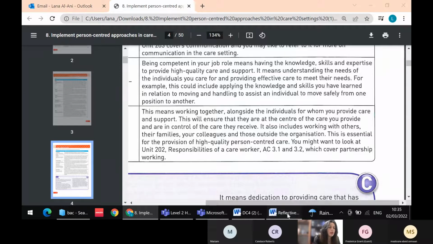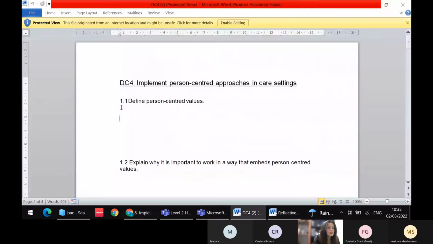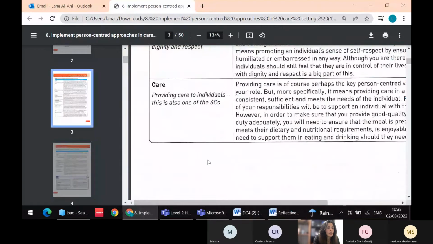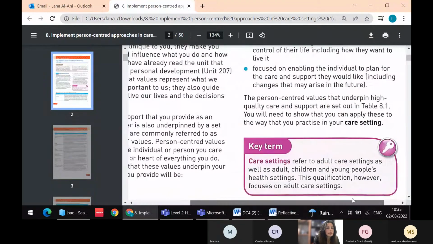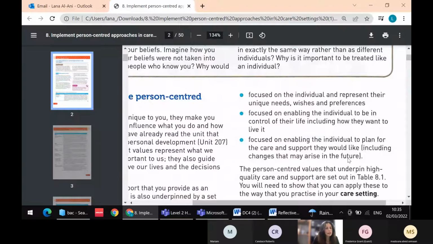So now, if I want to answer the first question, I said define person-centered values. So to answer this question is what I have here. First of all, I need to talk about what is person-centered. So person-centered approach is focusing on the individual, on my clients, to fully fulfil their unique needs, wishes, their preferences, make them happy and satisfied in the nursing home. Also focus on each one of my clients, to give them full control of their life, and also enable them to help me plan their own care plan.